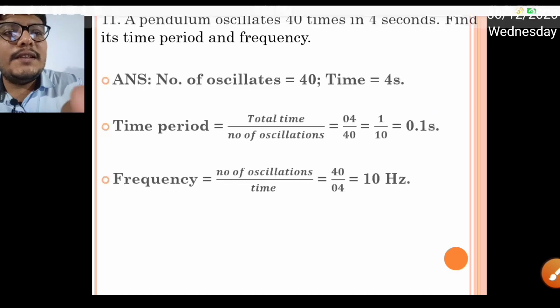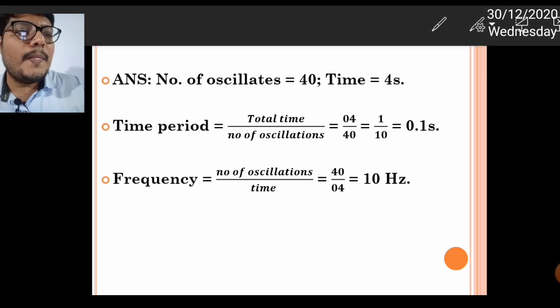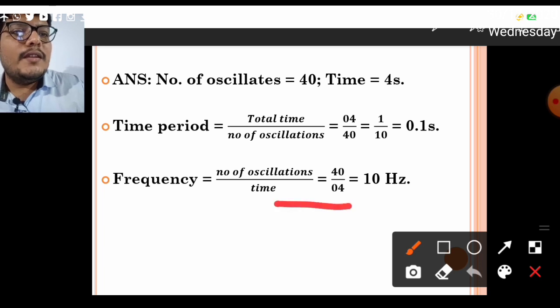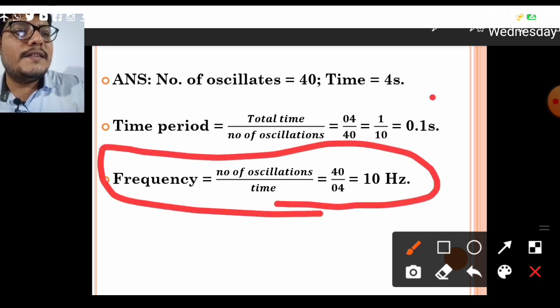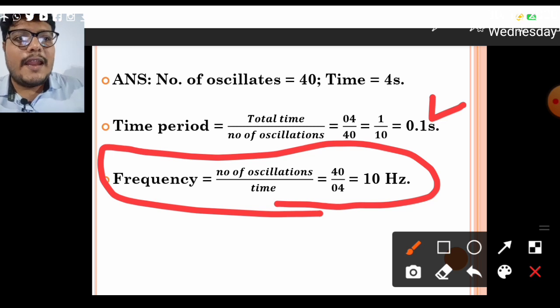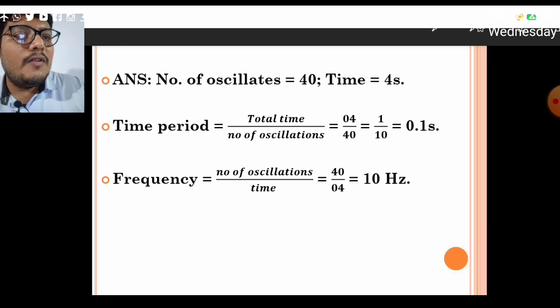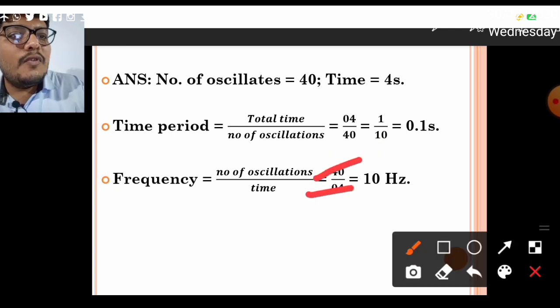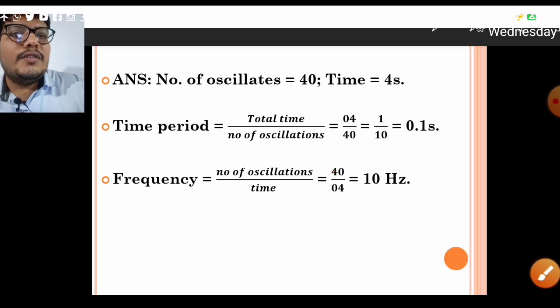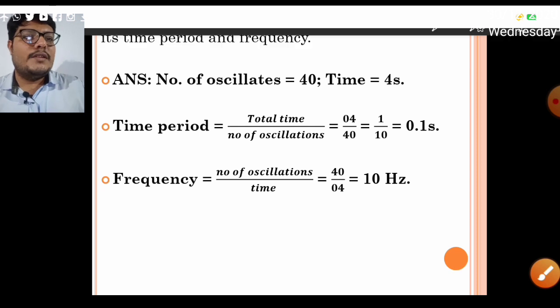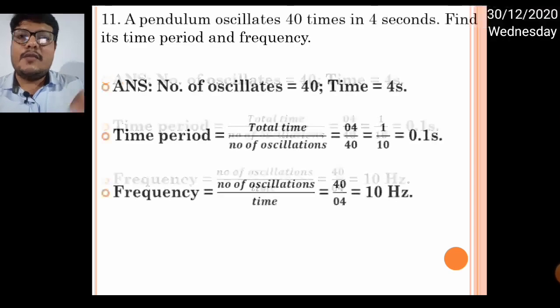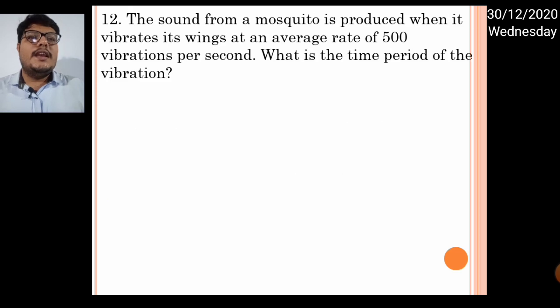So for frequency, see here, it is so easy to find out. Just take the inverse of this. See here, 4 upon 40, here 40 upon 4. So we'll just cancel this: 4 tens are 40. So it is 10 hertz, right? Okay, so this is your frequency. This is how we can find out time period and frequency. Now let's see the next question.